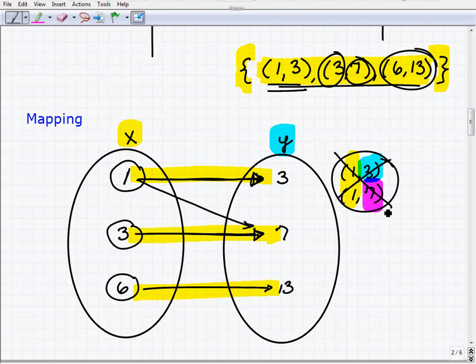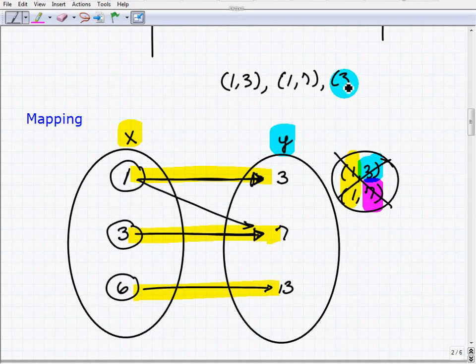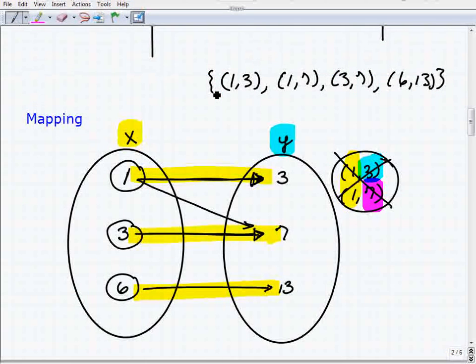All right, so if you had a collection of points, let's go ahead and write them up here. If I said, here's my collection of points, (1, 3), (1, 7), (3, 7), (6, 13), and I ask you if that collection of points, this relation, by definition, is a function, one of the ways you can determine that is by drawing a mapping diagram and then determining what you have. This is why we like these mapping diagrams.